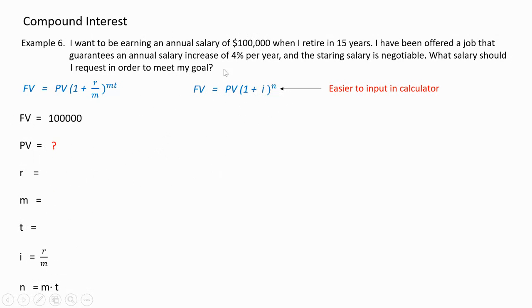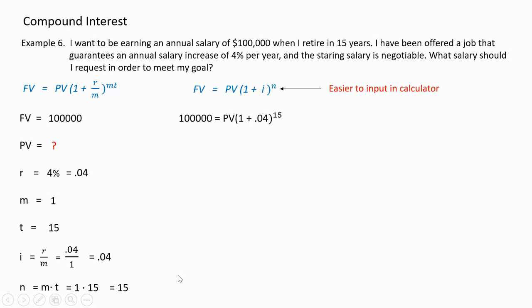So then my R, my interest rate, is 4%, so it's going to be 0.04. My M, compounded annually, is going to be 1, because annual, so M is 1. The time will be 15 years, so it's 15. Now the I is R divided by M, so 0.04 divided by 1 is 0.04. The N is M times T, so 1 times 15 will be 15.